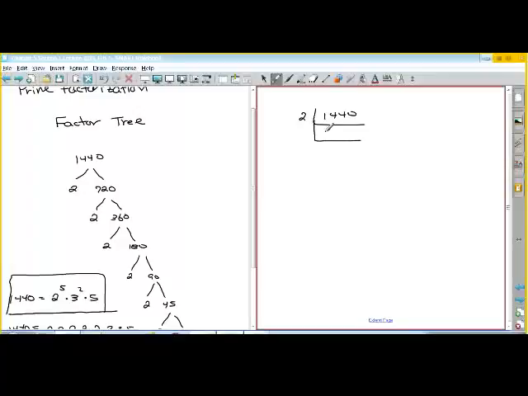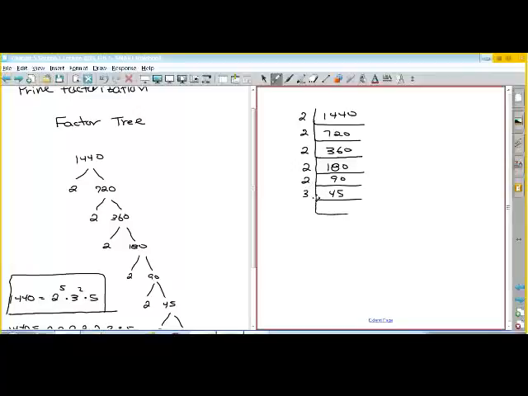So I say, 1440 divided by 2 is 720. Is that even? Yes, it is. So I divide by 2. 720 divided by 2 is 360. Is 360 divisible by 2? Yes, because it's even. I get 180. Can I divide 180 by 2? Yes. The answer is 90. Is that even? Yes. So I can divide by 2 again. 90 divided by 2 is 45. Can I divide that by 2? No, because it's not even.